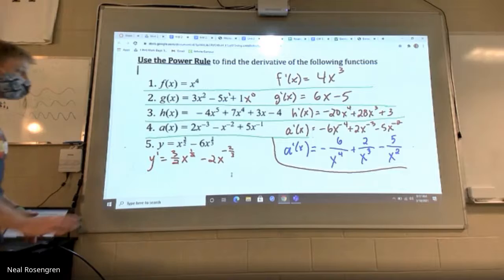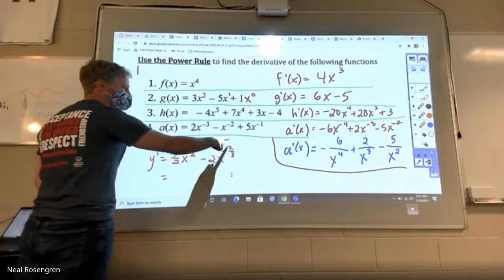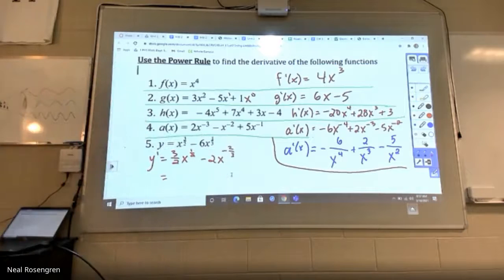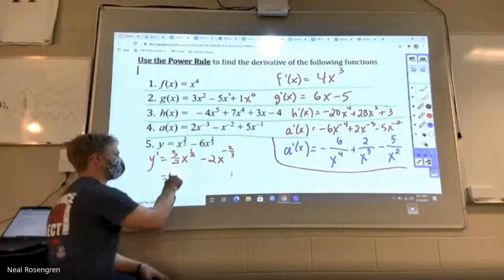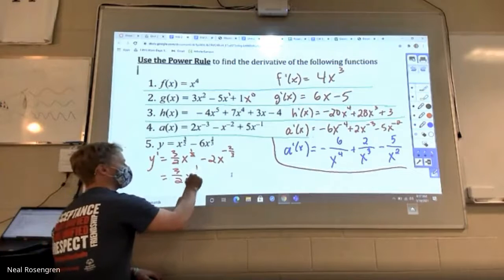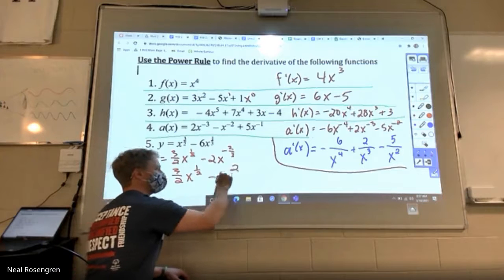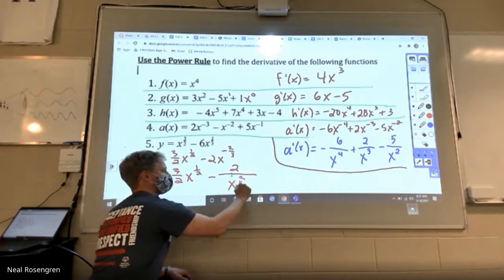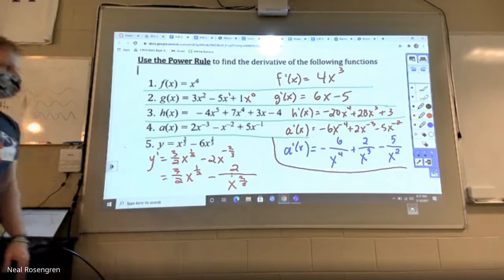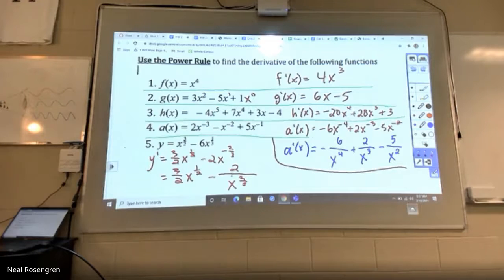But for sure, what I can definitely do is we can take this negative exponent and do the same thing that we just did, right? I can call this 3/2 x to the 1/2. That one's fine, right? And then minus 2 over x to the 2/3.